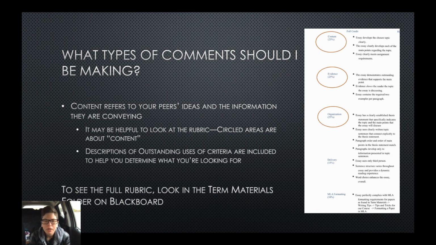Okay, so that's great. But what types of comments should you be making here? Well, I've got a little piece of the rubric pulled up. I've got the full credit section of each of these elements. You can see that this essay has 5 elements. Each of our essays will have 5 elements, and all 5 are present here. We've got content, evidence, organization, delivery, and MLA formatting. Okay, so if you look, content, evidence, and organization are all circled. Those are the types of things that I want you to talk about in your in-text comments.